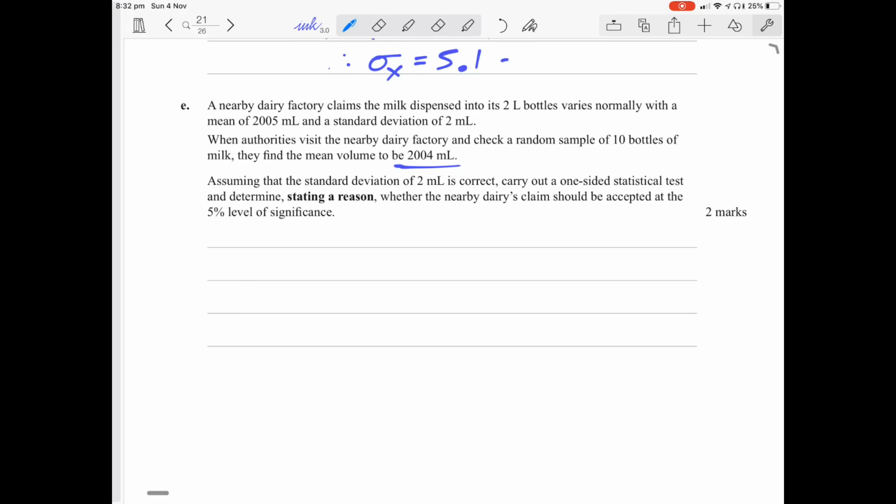So let's say H naught is that mu equals 2005. H1 is that mu is less than 2005. So we can say, we'll call it M, milk is an element of N, 2005, 4.